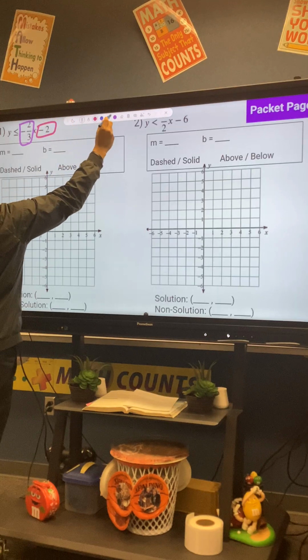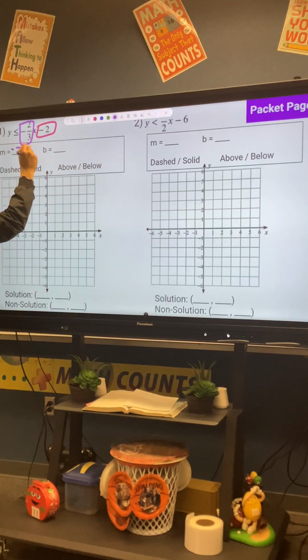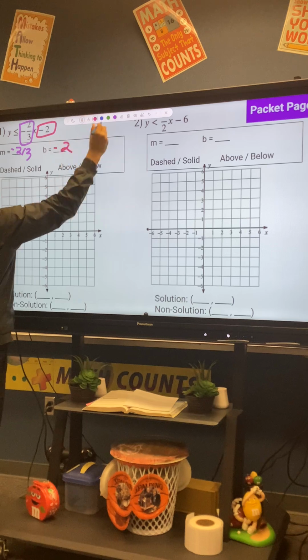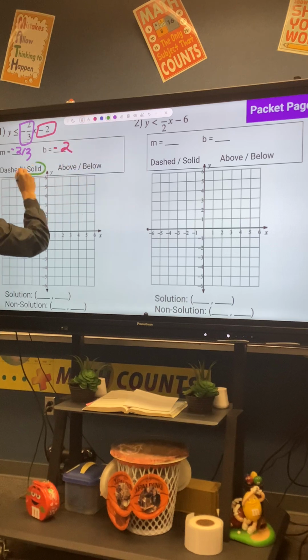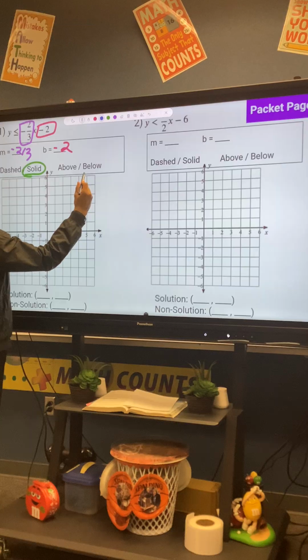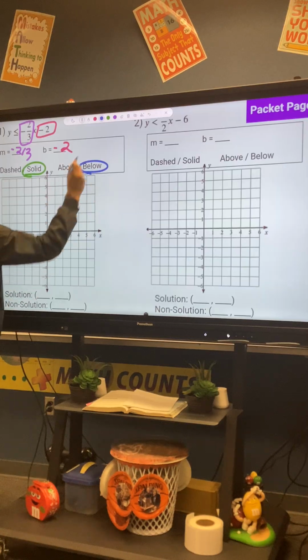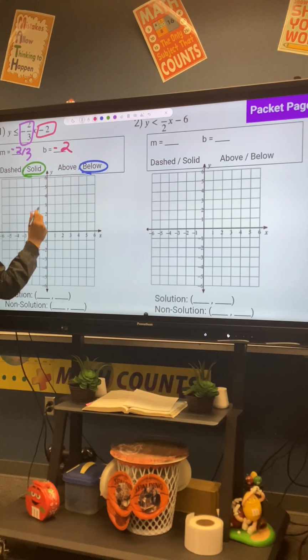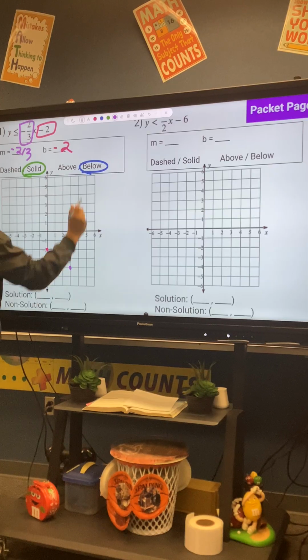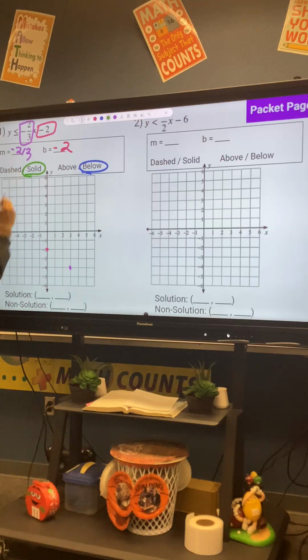Dashed line or a solid line? Solid. Do we shade above or below? Below. Veronica, is it above or below? My y-intercept is at -2, so 0, -2. From there, I'm going to go down 2 to my right 3. Solid line, since I have my or equal to in my inequality.